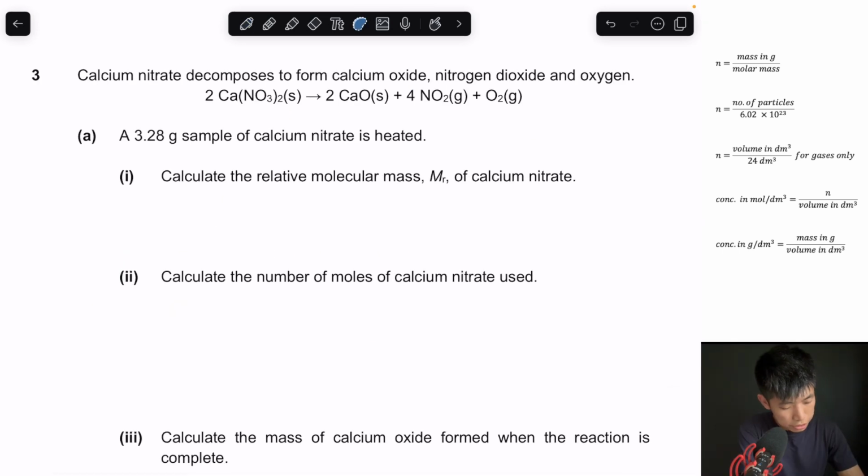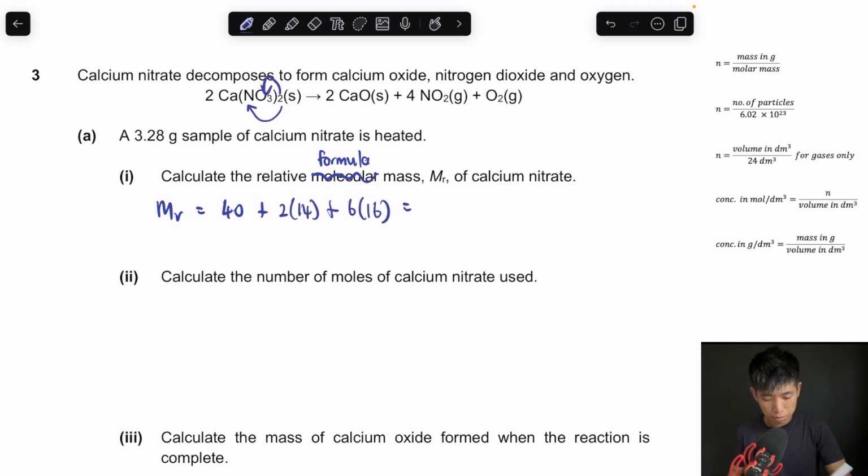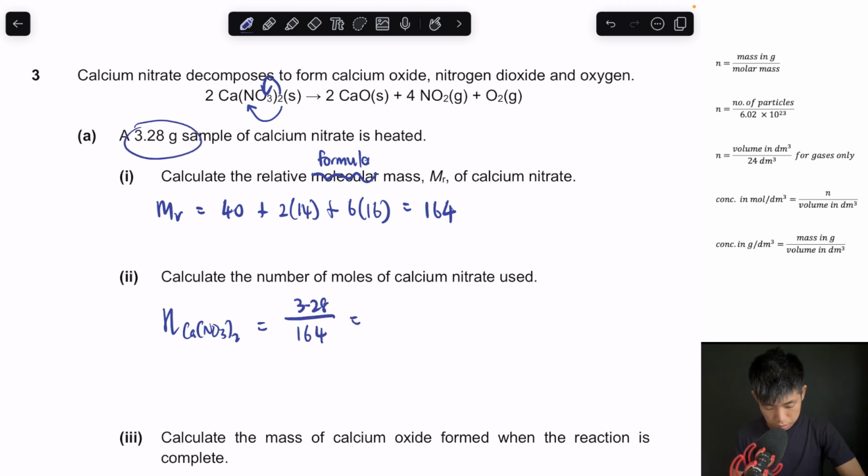Right, this question equation is given. Let's do A part 1. This should be the relative formula mass because it's an ionic compound. Calculate the MR. MR would be calcium, 2 of nitrogen, 6 oxygen. That will give us 164. Part 2, calculate number of moles of calcium nitrate. Will be the mass over the MR, 0.02 mole.